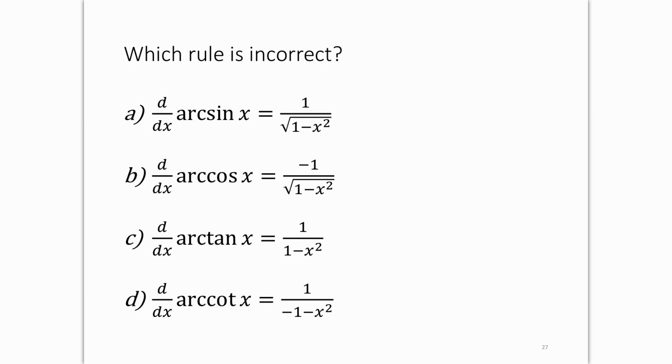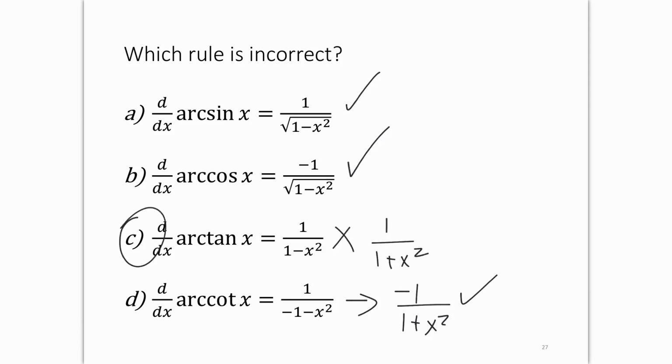Okay, let's go through these one at a time. The derivative of arcsine, which is sine inverse, definitely is 1 over root 1 minus x squared. So that rule is correct. Arccos, that's cos inverse. Yep, that's correct. It's just the negative of the sine. Arctan and arccotan look a little strange. We could pull the negative out of this one and make it negative 1 over 1 plus x squared. So that would actually be correct. But arctan x is supposed to be 1 over 1 plus x squared, and so this rule is incorrect. The answer is C.